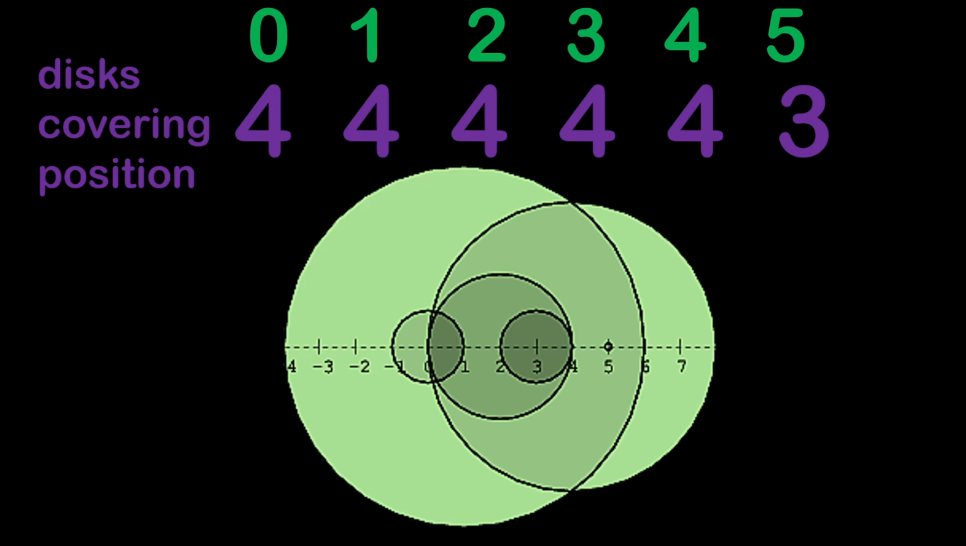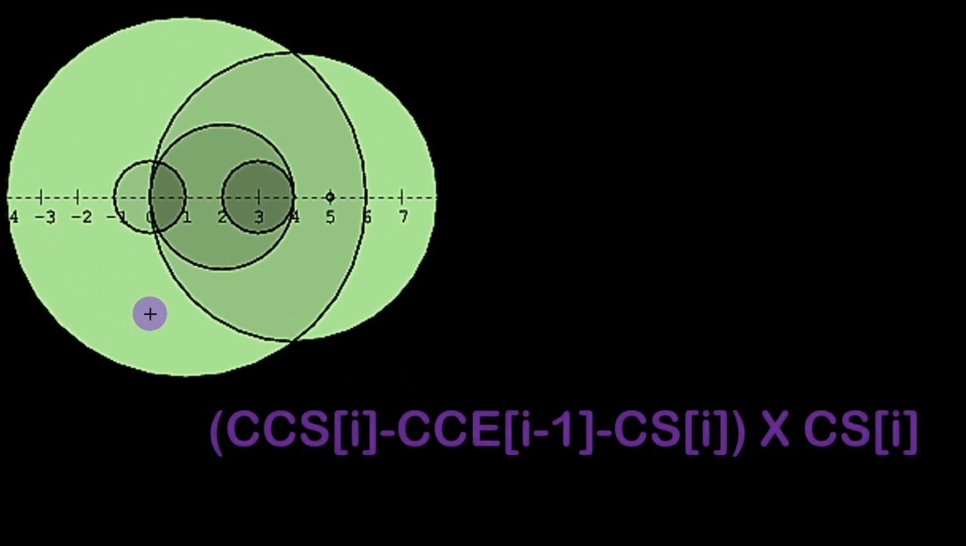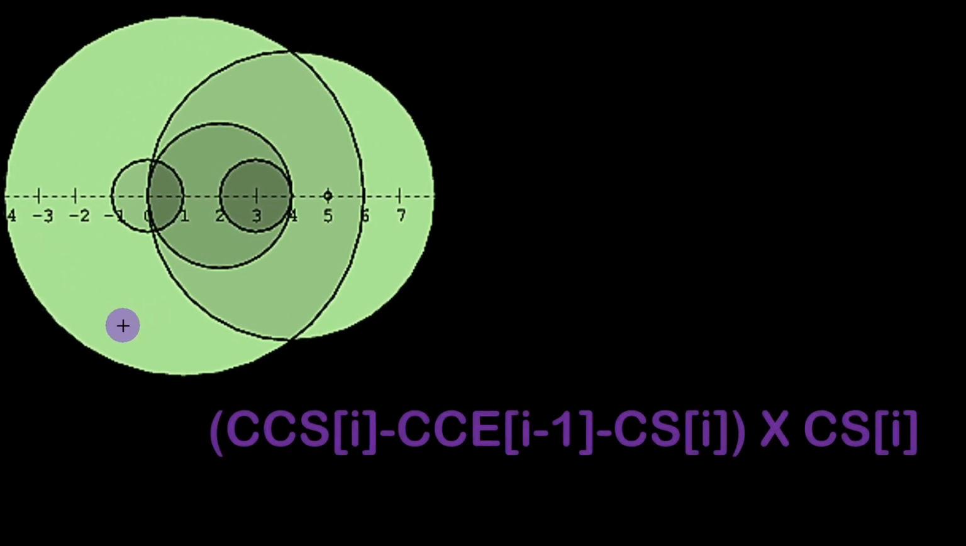Okay, now we've reached a critical point in our algorithm. We have to count the number of intersecting disks. We have all the elements we have already calculated, and we're going to start by calculating the difference we've talked about between CCSI minus CCEI minus 1, which will provide us the number of disks covering a certain position.